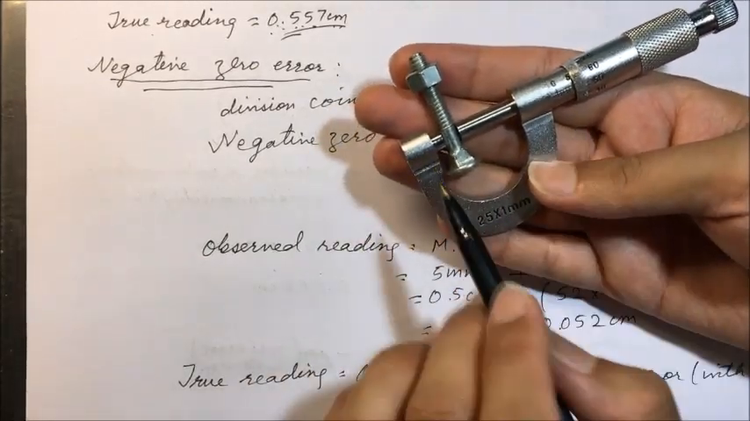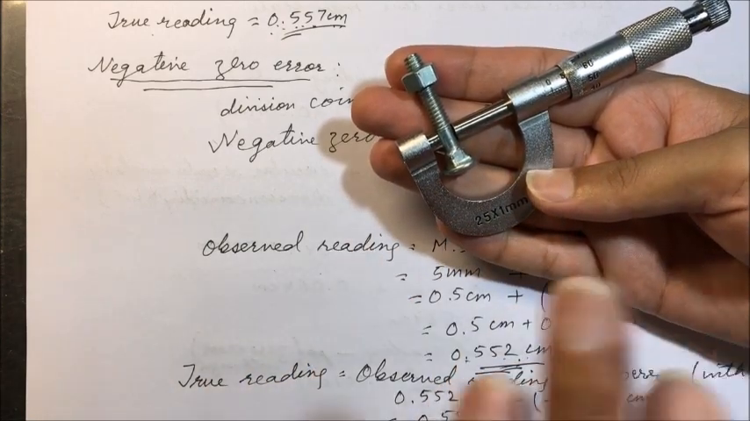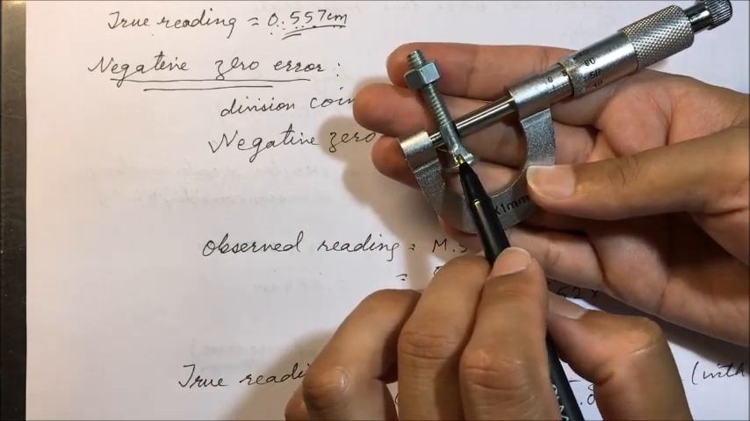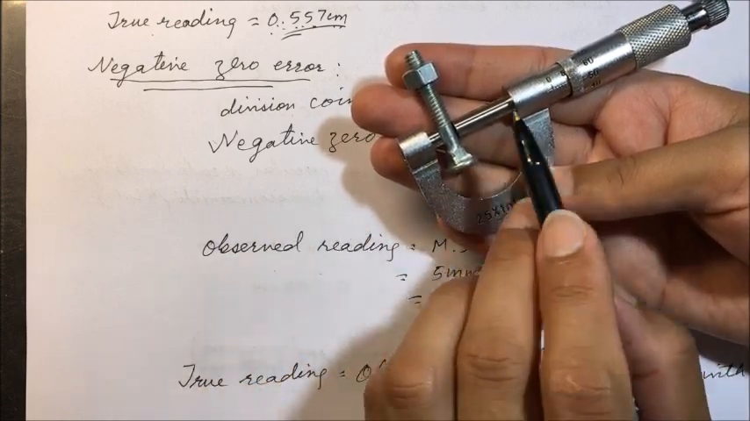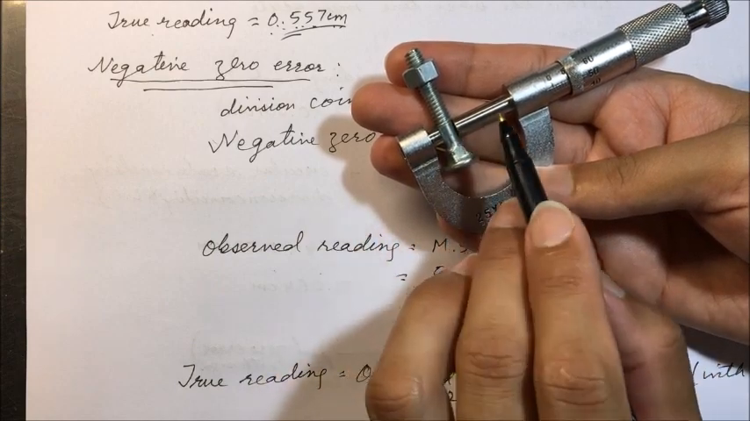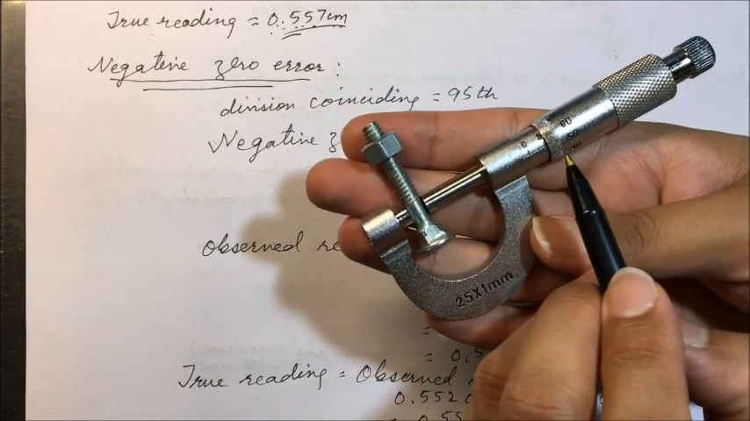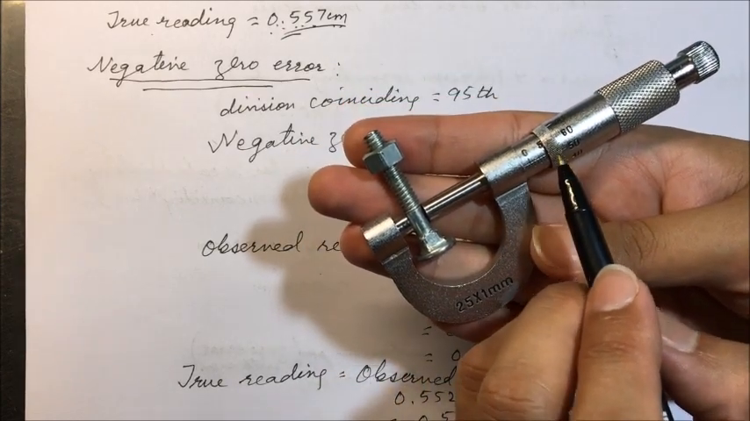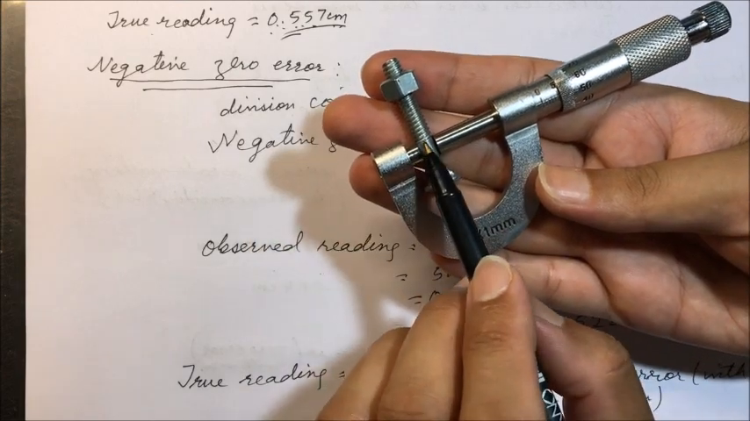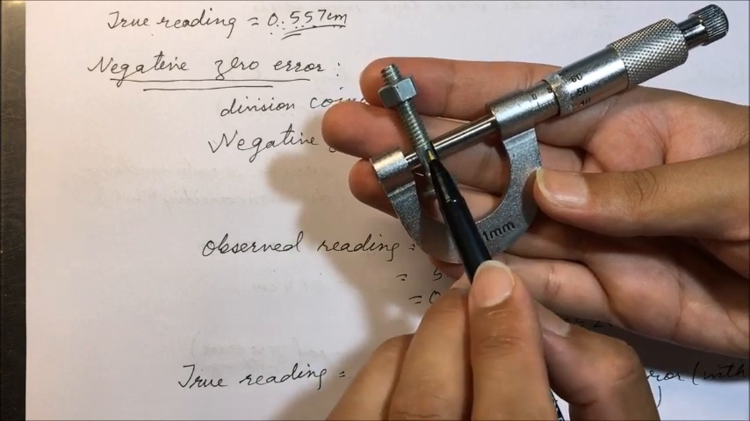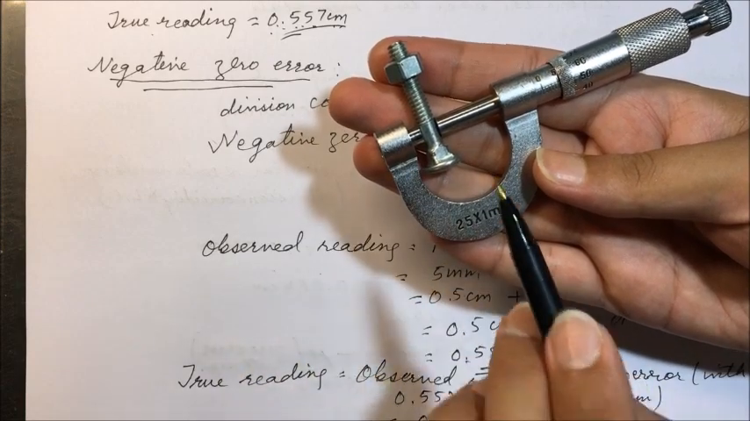So here in this case we have used 3 screw gauges. The first one was having no zero error, so whatever the observed reading was, that was the true reading. In the second case, we had the positive zero error, that is when the zero of the circular scale is below the baseline of the main scale, then the observed reading is more than the true reading, and we have to take the positive zero error into account to get the true reading.